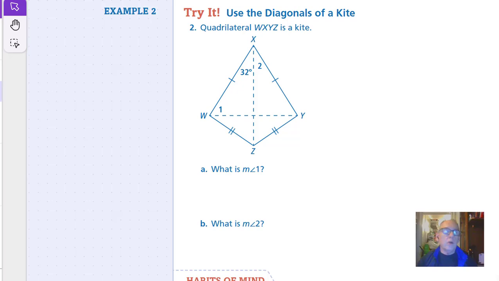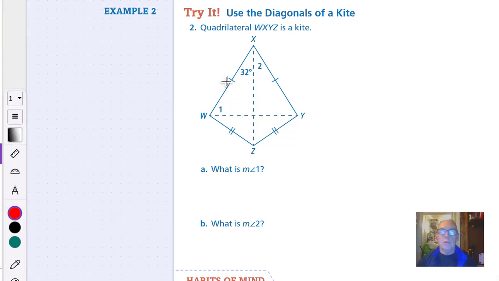Okay, here we've got a quadrilateral that tells us that it's a kite. So we have consecutive pairs of congruent sides. Now, we know that because it's a kite, these are going to be right angles. That gives us 90s. And if we want to calculate the measure of angle 1 in this triangle, these have to add up to 180 degrees. So we have 122 degrees. We need another 58 degrees to get to 180. So the measure of angle 1 is 58 degrees.